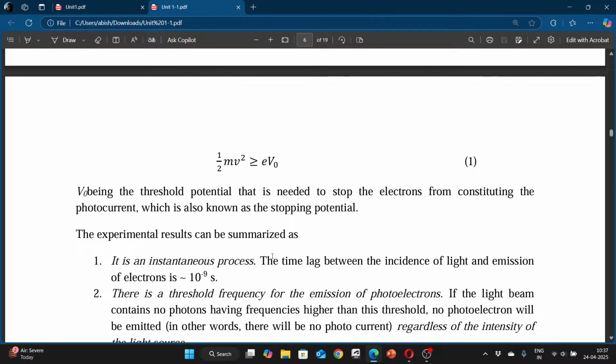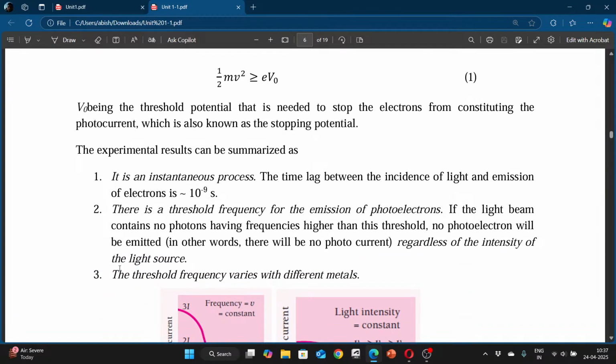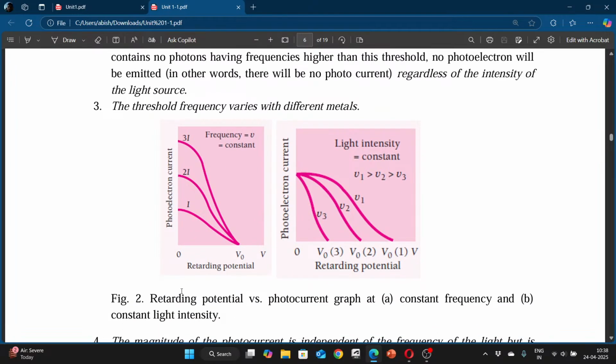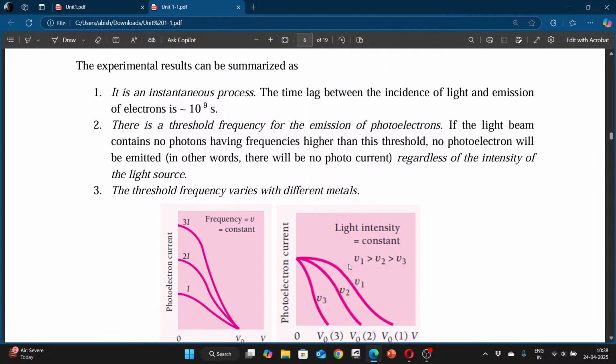But once it is equalized, the time lag between the incidence of light and emission is 10 to the minus 9 seconds. It's instantaneous. There is a threshold frequency for the emission of electrons, photoelectrons. There is a threshold frequency.